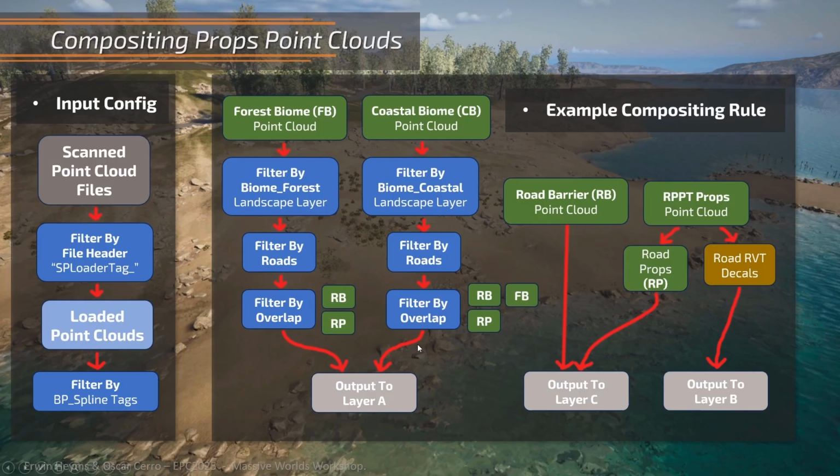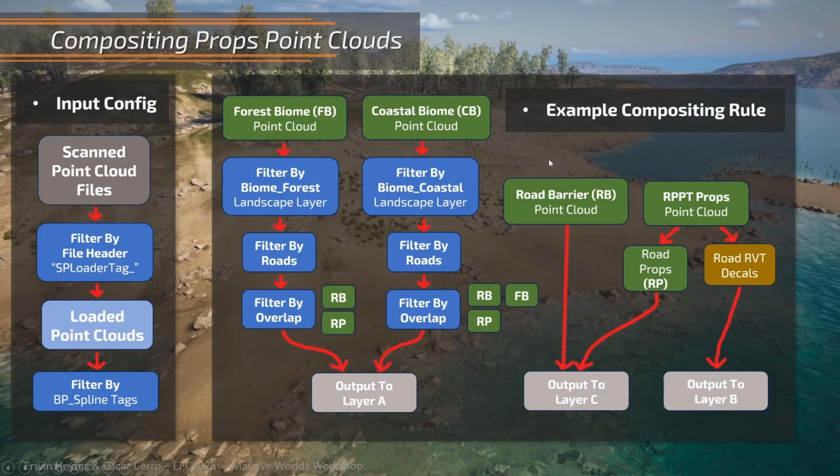On the other hand, here we have the coastal biome, and this one gets culled by the road props and the road barriers, but also by the forest biome tag. Meaning that if we have an overlapping tree or bush or rock from the coastal biome with a forest biome prop, the coastal biome prop will be deleted first. So this way we can basically combine our two sets of data and allow them to coexist. And this can of course be expanded as you integrate more point clouds.